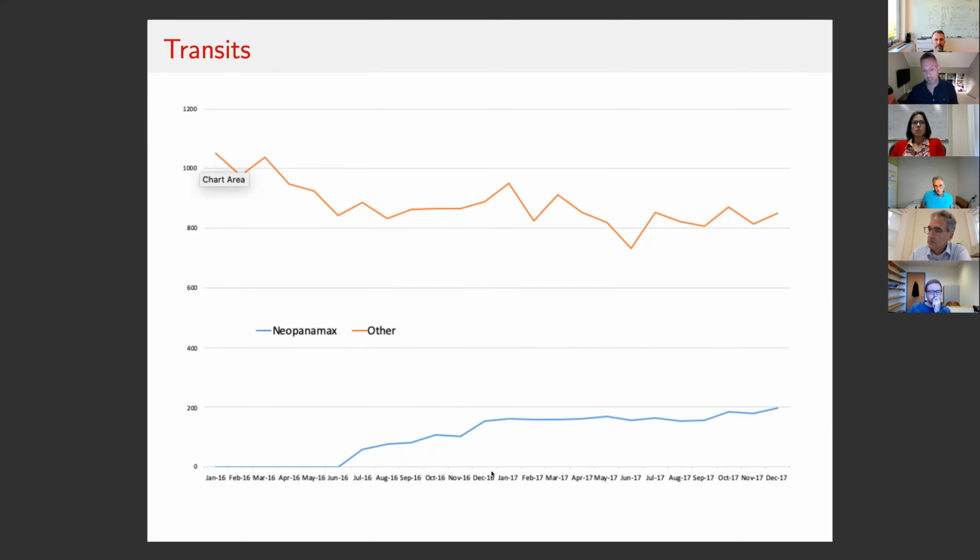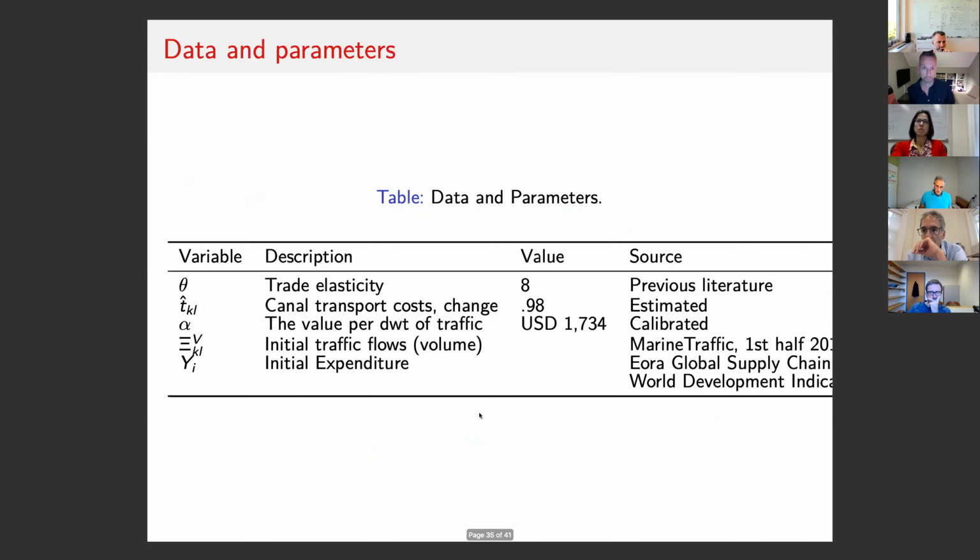And you see already by December 2016, it seemed to reach a plateau of a little bit less than 200 ships transiting every month. So this is really coming back to the main mechanism here, that we see these bigger ships being able to pass the canal. And this is driving down transportation costs on this particular segment.